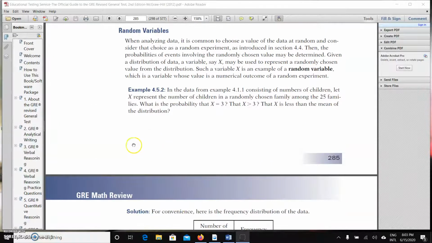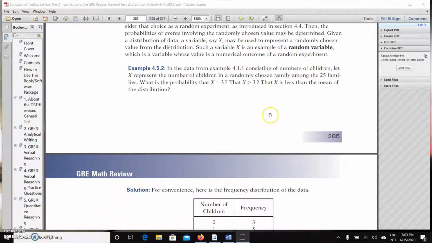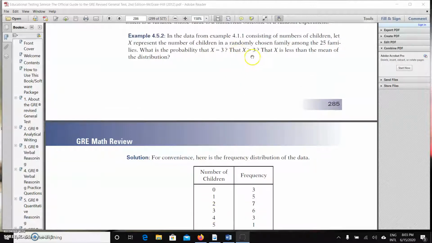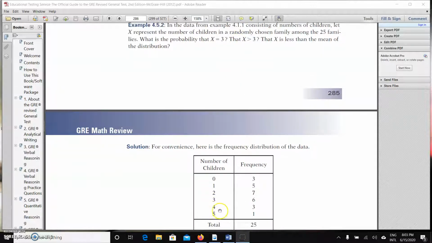Now to do this next one, this is the second one, that X is more than 3. Let's look at the data. This is 3, right? For X to be more than 3, this one is not correct, so it's 4 and 5 that are more than 3, right? That's when X is more than 3. So what's the probability for 4? That's 3. What's the probability for 5? That's 1. So if you add it together, that will be 4 over 25.